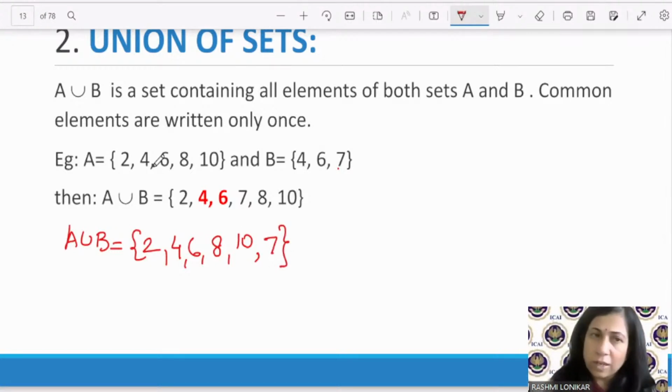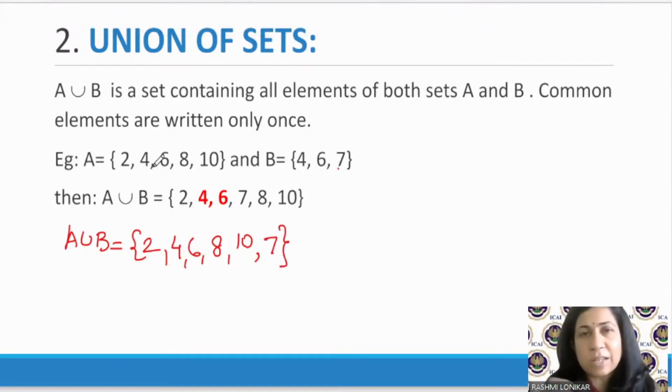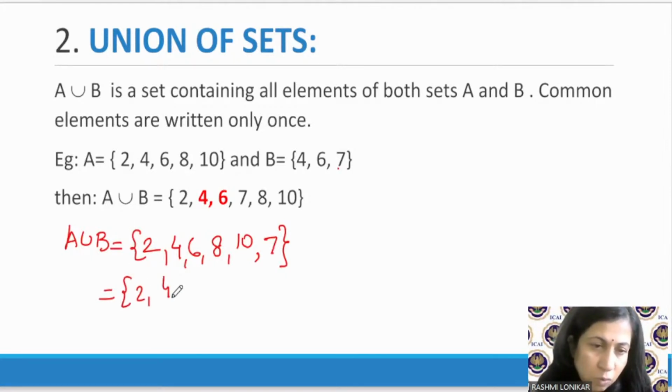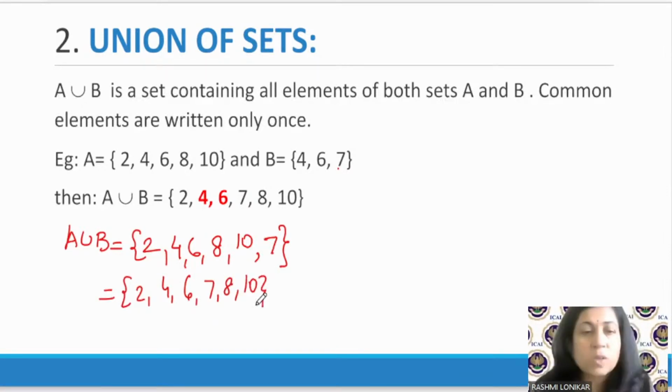I wrote down all the elements of A and then I started seeing what are the elements of B which are not present. Those I will write down. But see, here you can see 2, 4, 6, 8, 10, 7. It is a convention that you will write it in either the ascending or the descending order. So I will rearrange this and write it as 2, 4, 6, 7, 8 and 10. Okay, is that clear? So this is how I'm going to write down union.